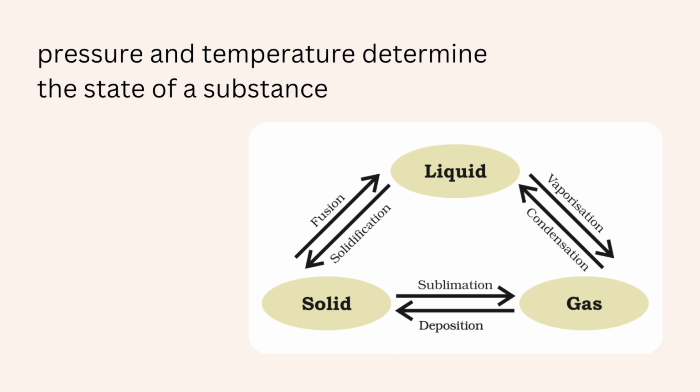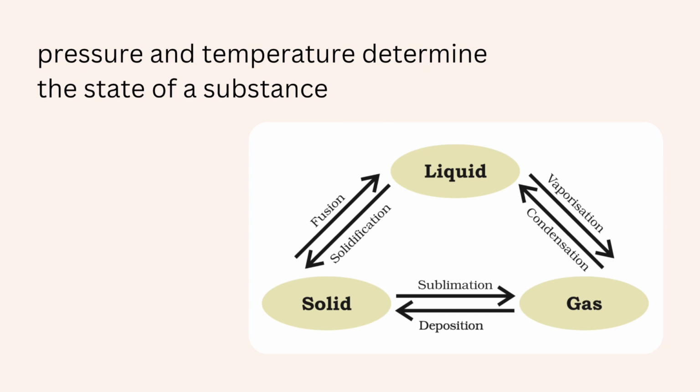Now, from what we have seen now, you can conclude that pressure and temperature both determine the state of a substance. You can change the state of the substance or state of matter by increasing or decreasing pressure or temperature. Both can be used to modulate the state of the substance.